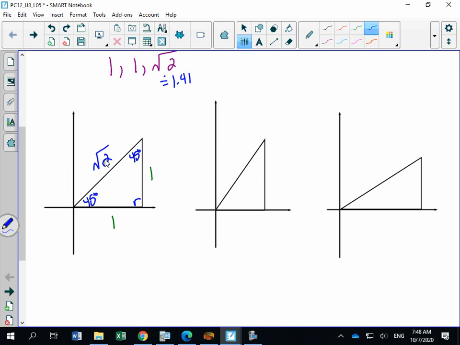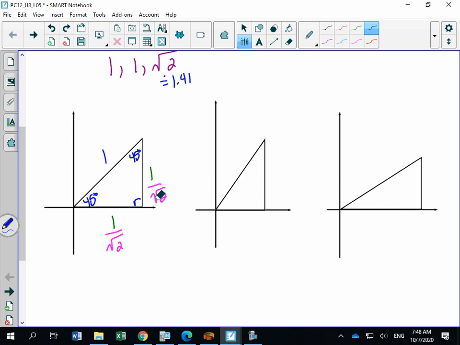So I need to make this into a 1, and how you do that is you divide this by root 2. But if you divide one side of your triangle by root 2, you have to divide every single side by root 2. So now essentially what I've created is a 45-degree triangle with a radius of 1, and my x length is 1 over root 2, and my y length is 1 over root 2.